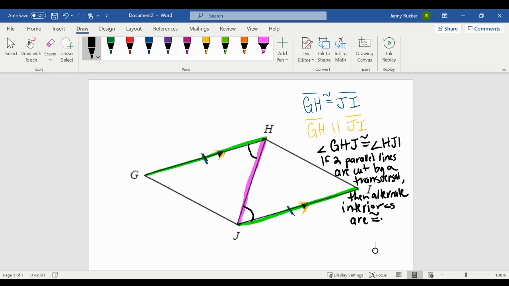I don't have any other special angle relationships happening here, but notice this pink side, JH. That is shared between our two triangles, GHJ and HJI. So I can go and mark it congruent to itself, and I'll use two tick marks. So I can say that JH is congruent to JH by the reflexive property of congruence.